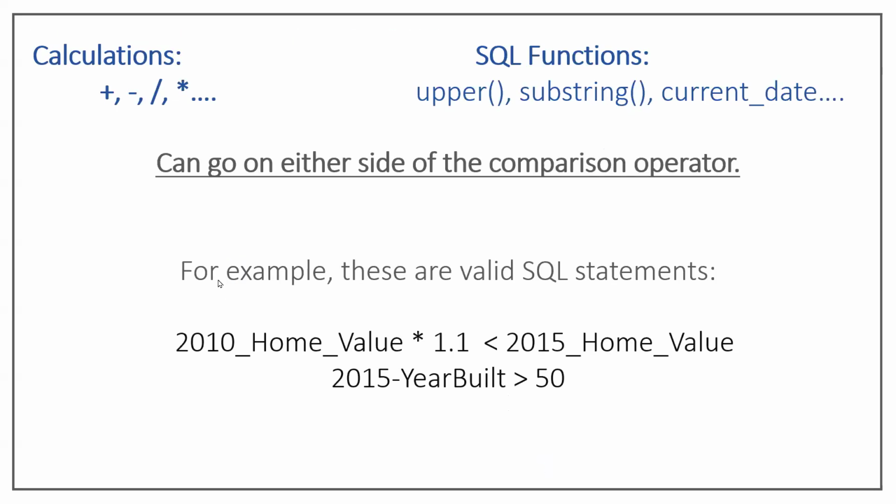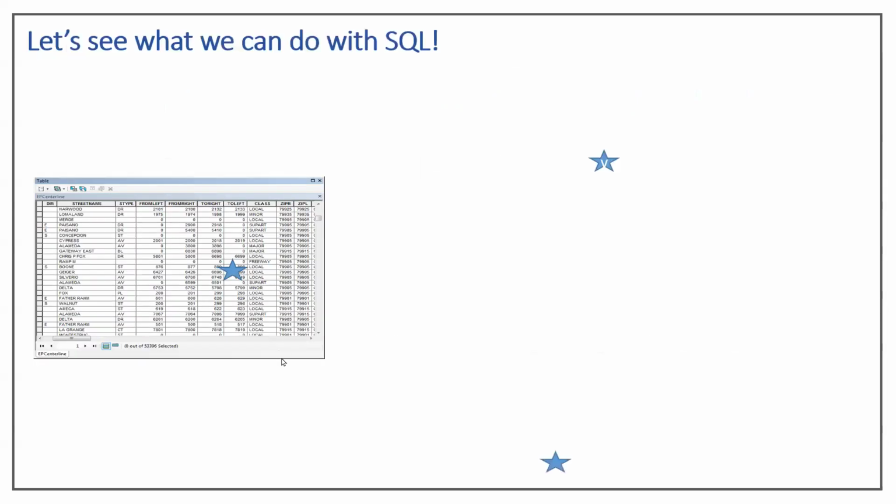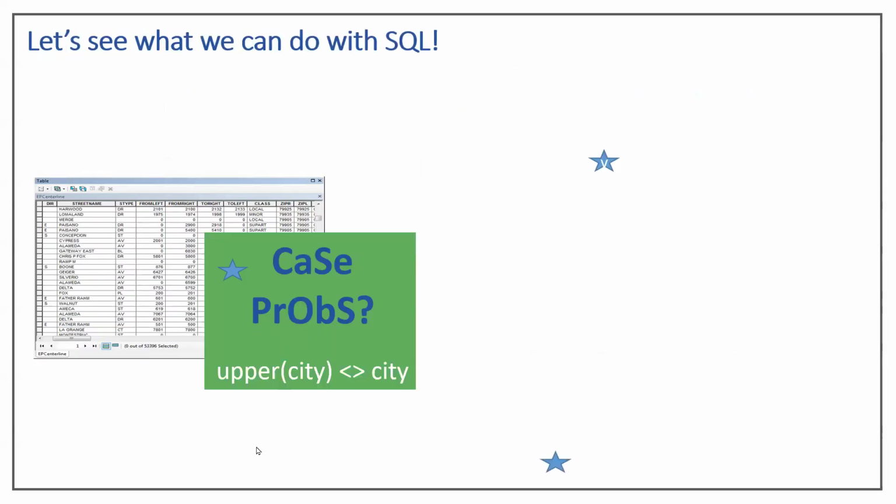Okay, let's see what else we can do with SQL. So here's a little table. It really can't read, it's tiny, but suppose you have case problems, right? You have some values in your attribute table that are uppercase and some that are lowercase, and you need to query them. Well, you can go to your field calculator and fix that with an Arcade or a Python expression. But again, what if you don't have write permission to the data? So you can do this, see?